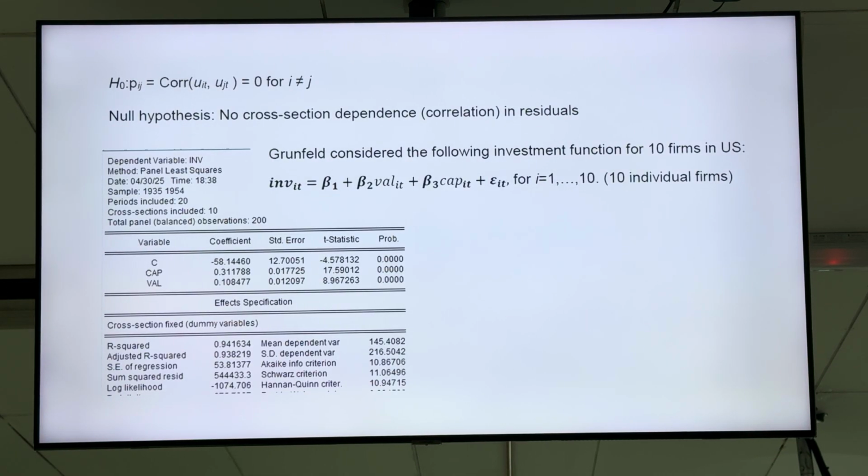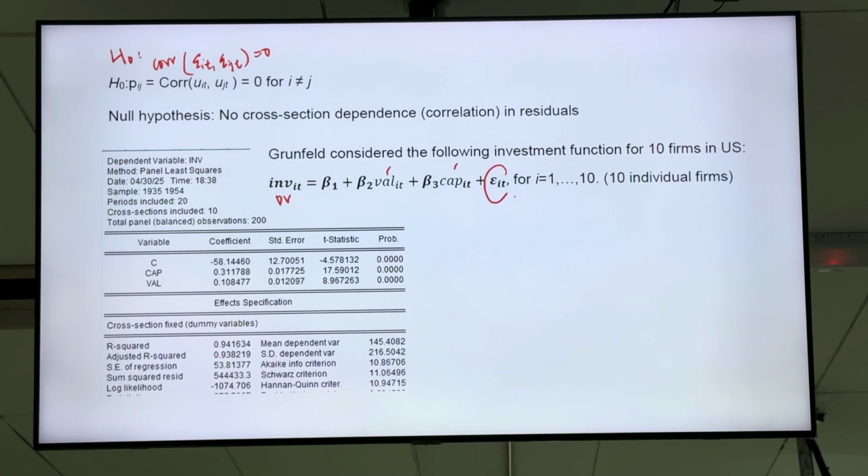I'm estimating this model, right? I got my dependent variable, and then I got VAL, CAP. So now I want to check this residue. So you mean this one actually want to see the correlation for the IT and also the correlation for the JT. Are they equal to 0 or not? Correlation. So this is my hypothesis, right?